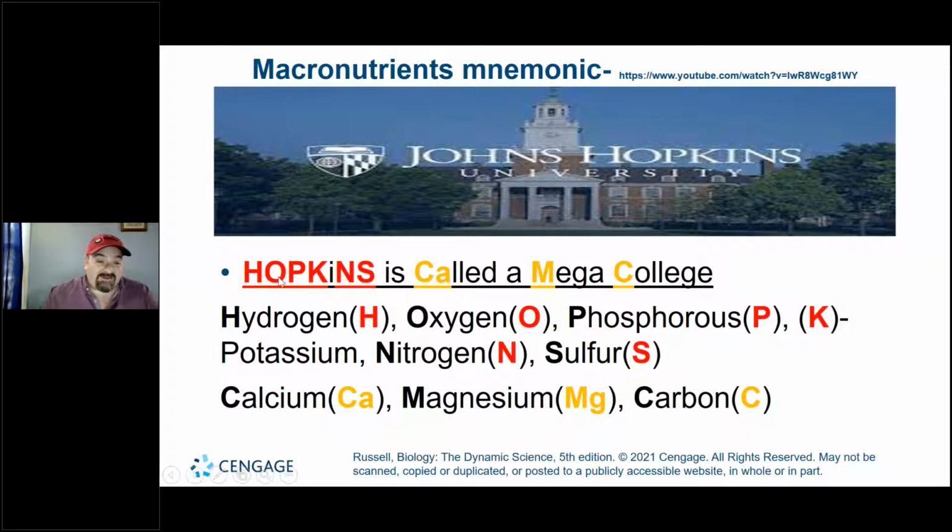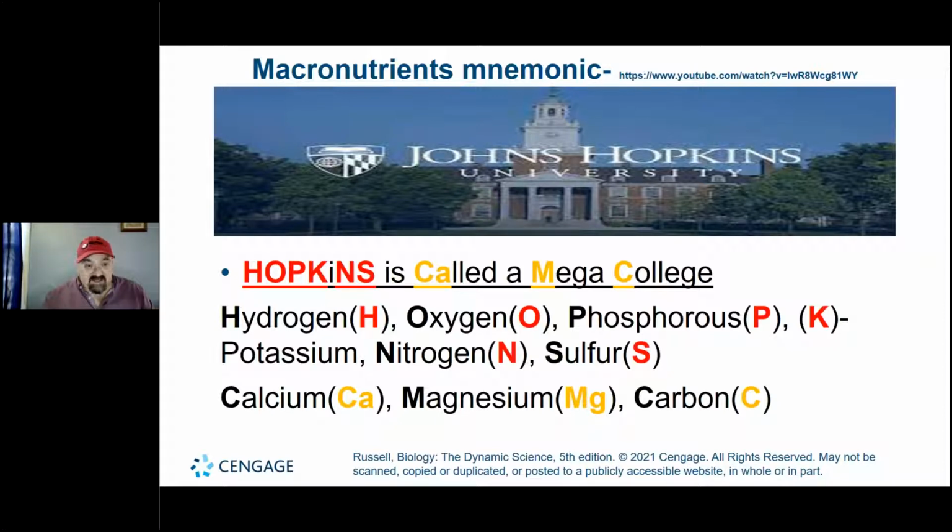So you'll see here, hydrogen, oxygen, P is for phosphorus, K is for potassium, right? Ca for calcium, M for magnesium, and C for carbon. Okay, so if that works for you, I hope it does. If not, over the years I've done my own mnemonics and such, but this is not one of them.